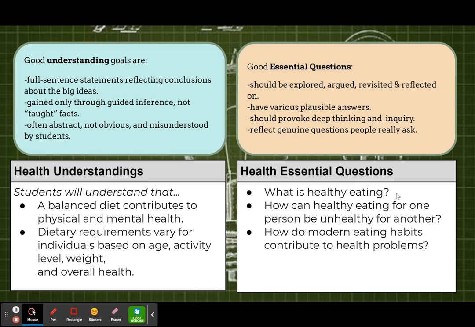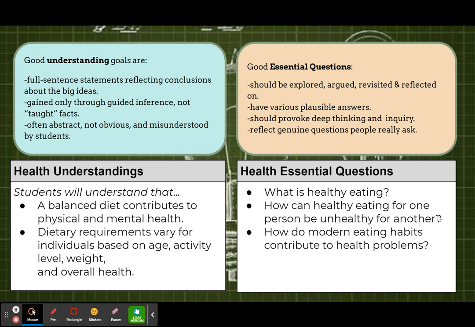Now let's check out these essential questions. We have, what is healthy eating? How can healthy eating for one person be unhealthy for another? And how do modern eating habits contribute to health problems? Those definitely could promote the inquiry over the course of the entire unit. In terms of what is healthy eating, people devote their whole lives to investigating different models of healthy eating to figure out what works best for them.